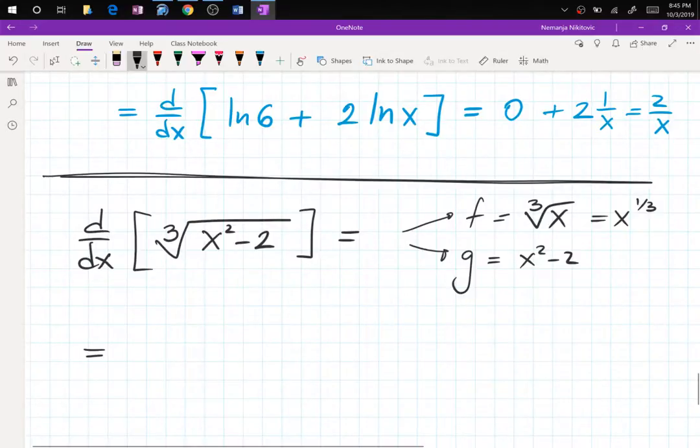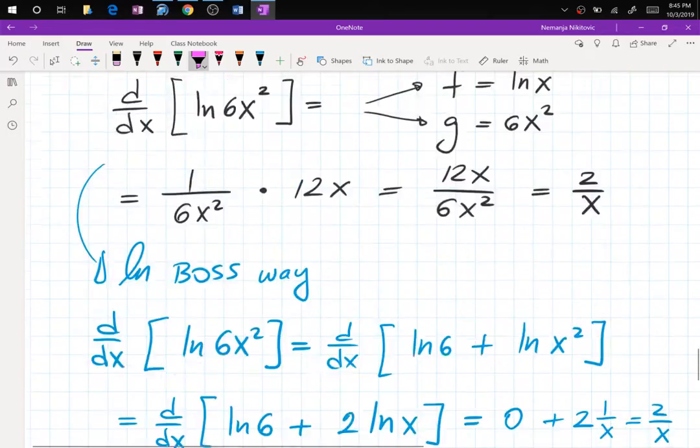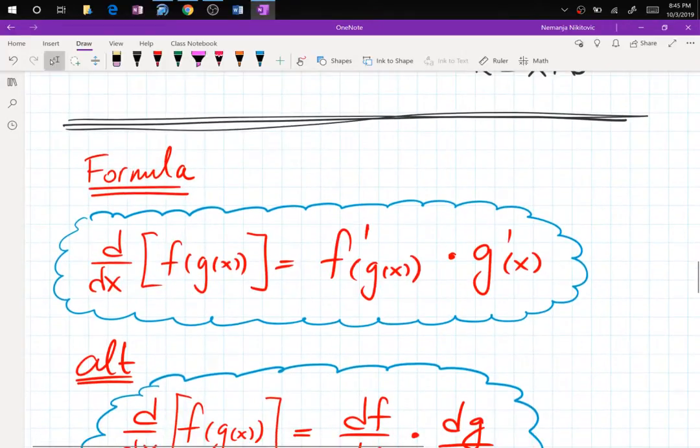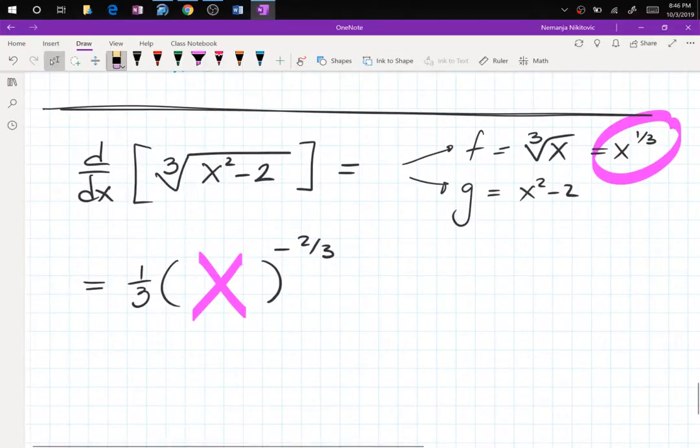So let's do it this way, right? You say 1/3 drops down, and then you have something to the negative 2/3. If this was an x over here, would that be the derivative of this? Do we all agree? Now, if you look at the formula, it says not x, but you have to have g of x in there. So that's why I leave that x out, so I can plug in what g of x is. And that's x squared minus 2.